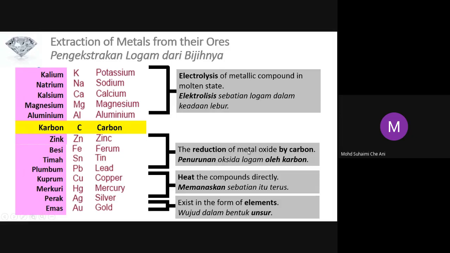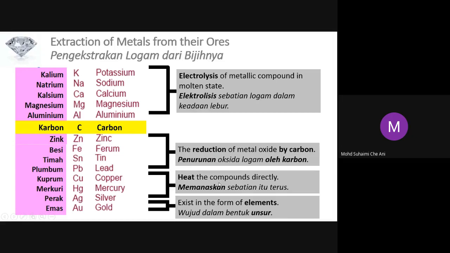So this is the concept that they applied in order to extract zinc, ferrum, tin, and lead. So that's why we learn about the position of carbon. Since carbon is more reactive than these four, that's why we can use carbon to extract those. Okay, electrolysis also can be applied for all potassium until copper. But electrolysis is quite pricey, maksudnya mahal. So kita boleh guna cara yang lebih murah iaitu reduction of metal oxide by carbon. So this is for the zinc, ferrum, tin, and lead.